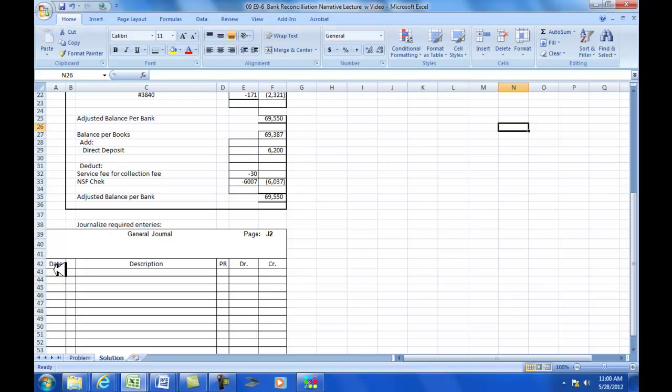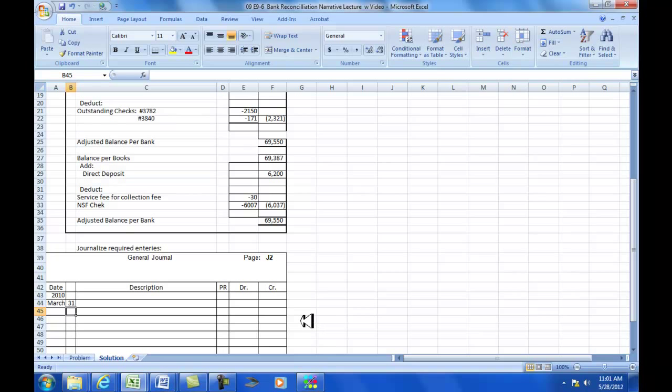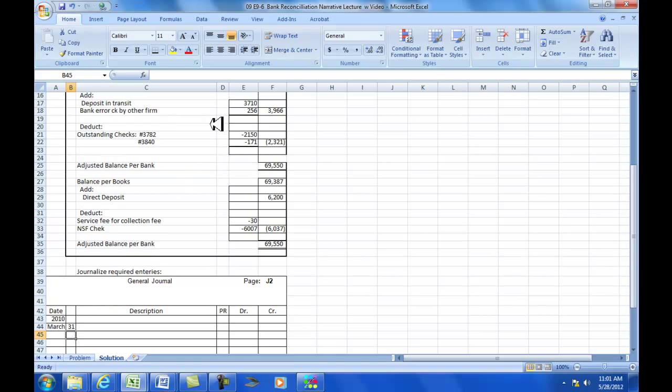Okay, so we've got here a deposit in transit, and this is dated March 31, 2010. So our first adjustment here will be this direct deposit for $6,200, and that is going to be cash, 6,200, and we've got a credit to accounts receivable. They didn't give us the customer name. If we had the customer name, we'd actually make a memo of their name here too.